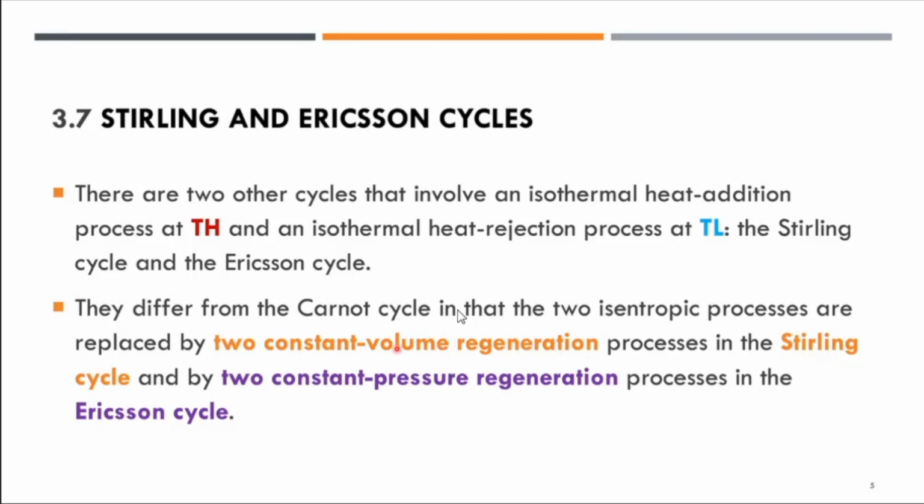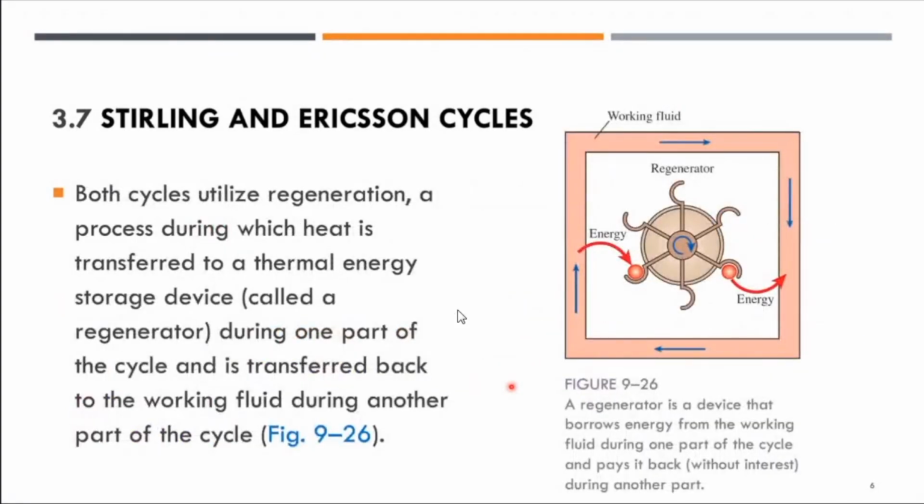So for the Stirling cycle, we have the two constant volume regeneration processes, whereas for the Ericsson cycle we have two constant pressure regeneration processes. So that is the main difference between the Stirling and the Ericsson cycle. Stirling is constant volume, and the Ericsson cycle has constant pressure regeneration. These are replacing the two isentropic processes that were highlighted in the earlier Carnot cycle. Right.